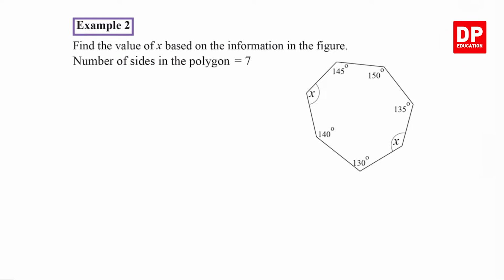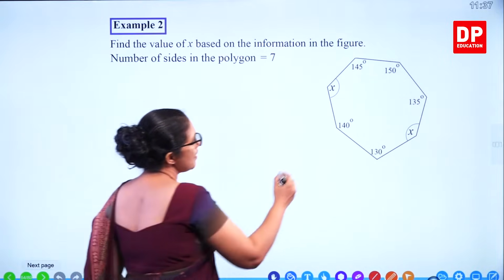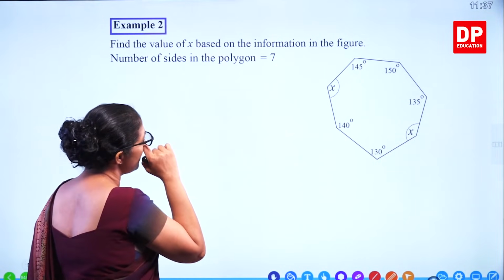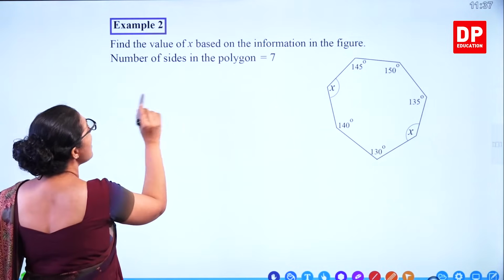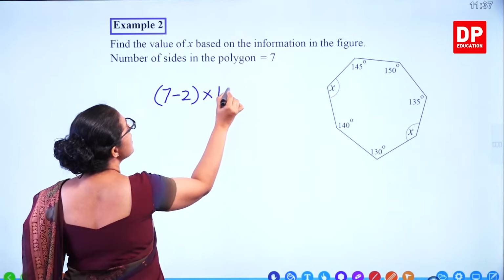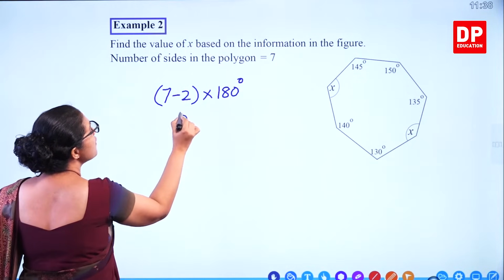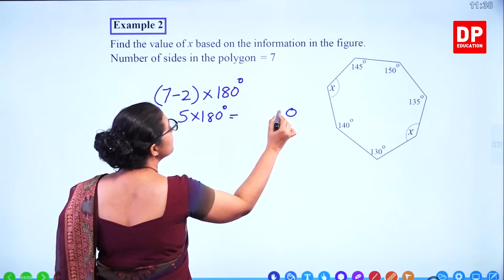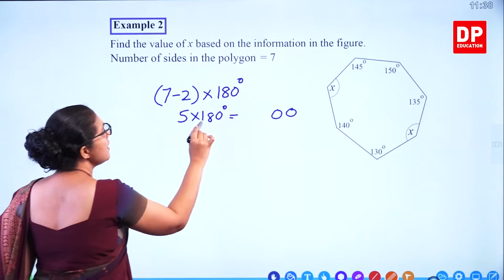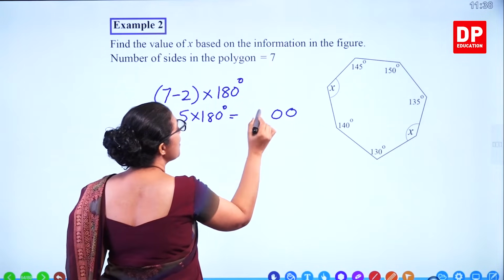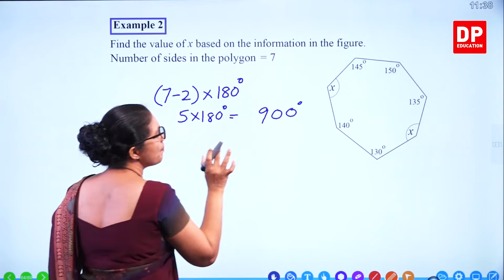Example number 2. Find the value of x based on the information in the figure. How many sides are there? 1, 2, 3, 4, 5, 6, 7. So 7 sides are there. So what's the angle sum? 7 minus 2 into 180. That's 5 into 180, which is 900. That's the sum.